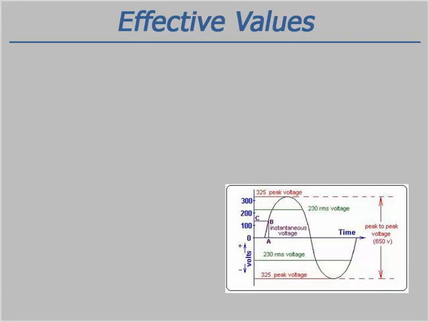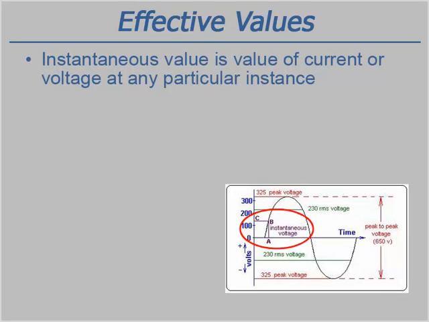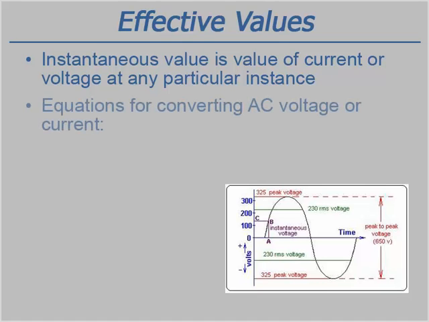Another way of stating the AC voltage or current value is to state it as an instantaneous value. The instantaneous value is simply the value of the current or voltage at any particular instance in time as shown on the diagram. This value can be anywhere from 0 to the peak values, depending upon the time chosen to determine the value.